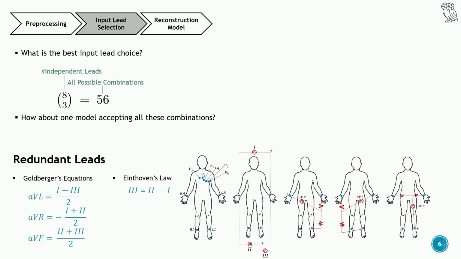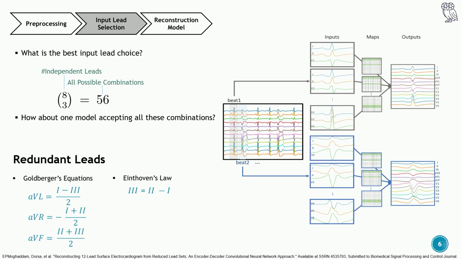And we thought, what if we don't want to limit ourselves to one specific input set? What if we want to have a model that can work with all these 56 possible input leads? And we tried that. So we added one sort of identification, I refer to it as input lead map, to each set of different choices of 3 leads, just to tell the model what leads are being fed to it for that specific sample.